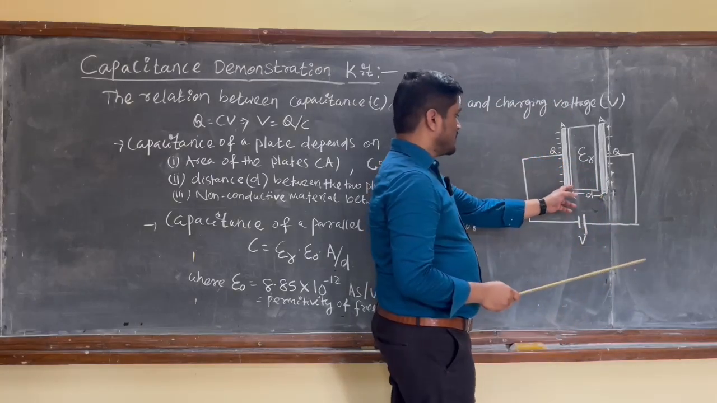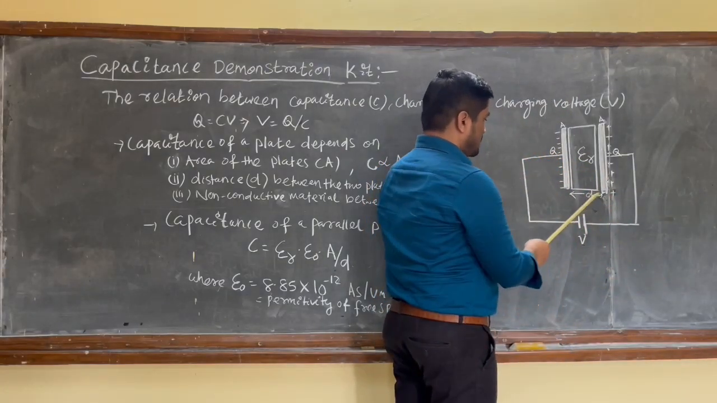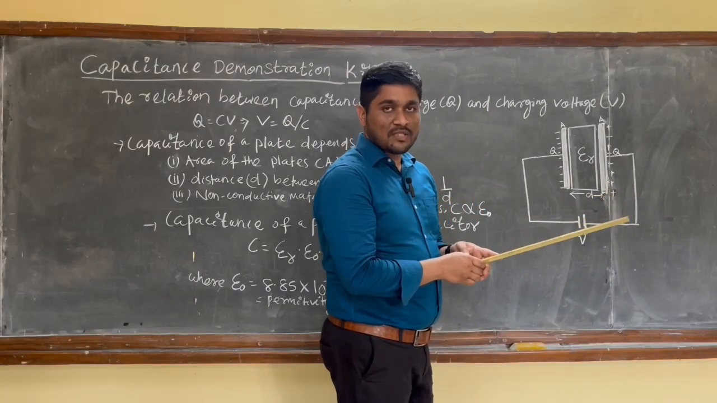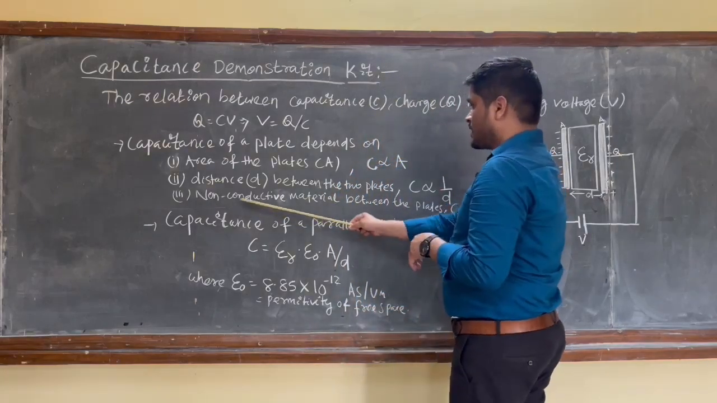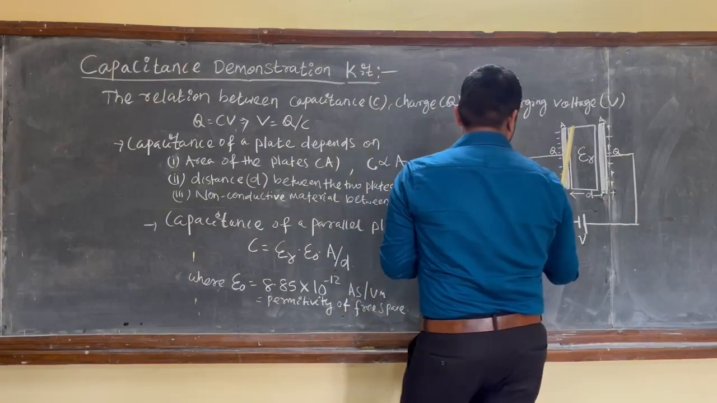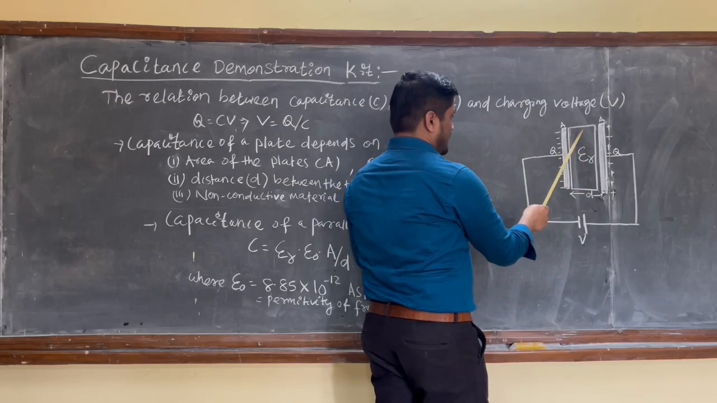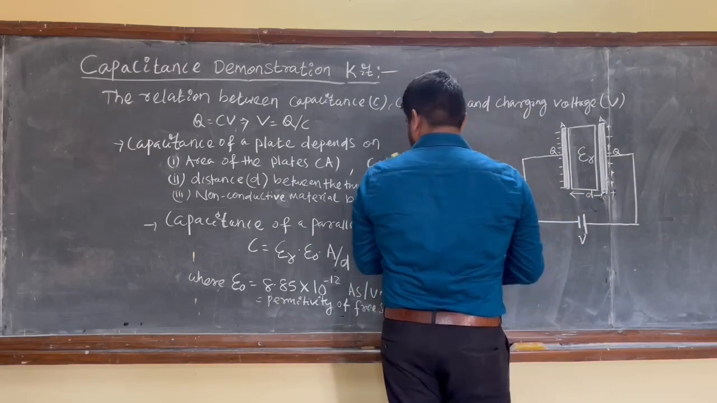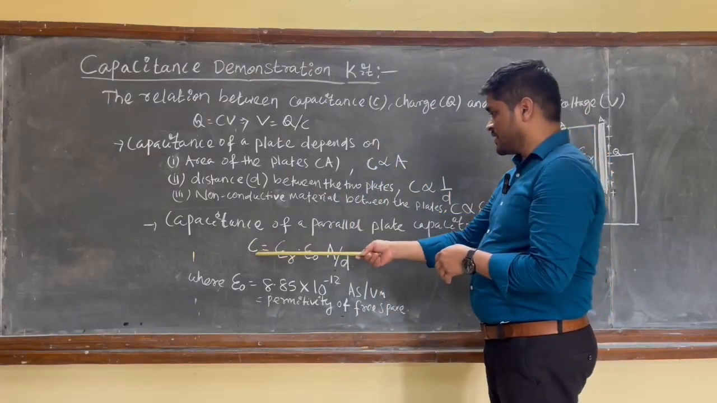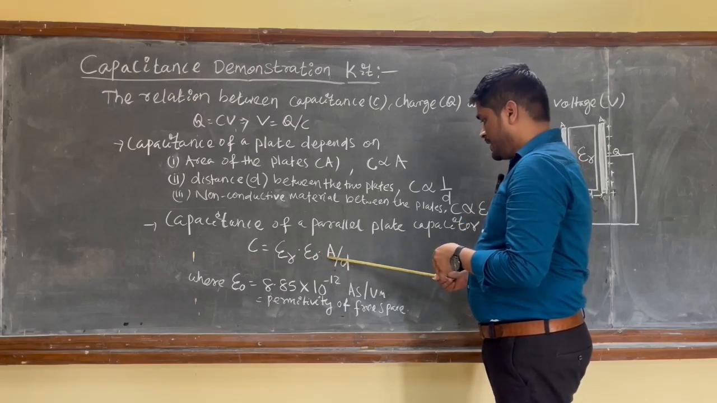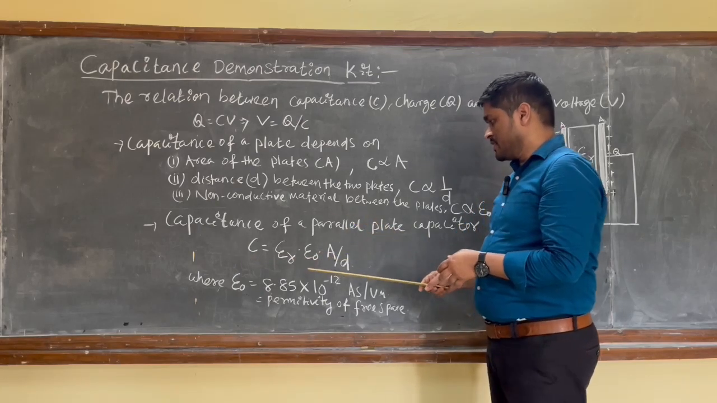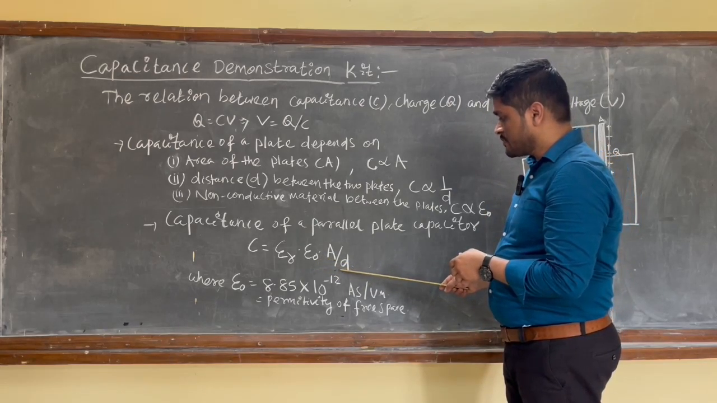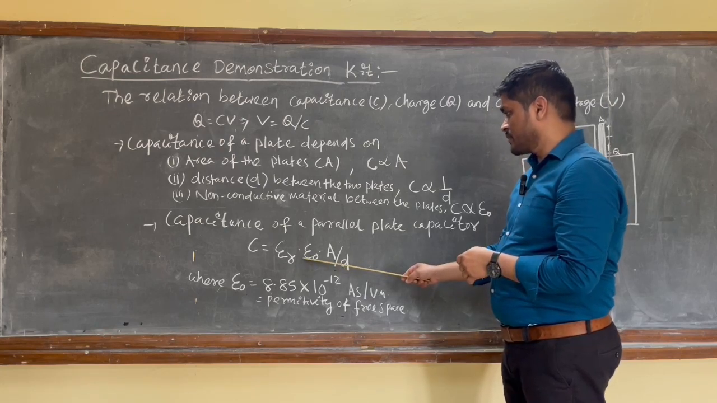This is the diagram, the distance between the two plates. If the distance increases, then the capacitance decreases because it is inversely proportional. Then the non-conductive material between the two plates, this is the non-conductive material in between the two plates, that is directly proportional. Then the formula of capacitance C is equal to epsilon A divided by D. That means it is directly proportional to area, inversely proportional to the distance between the two plates, and directly proportional to the epsilon.